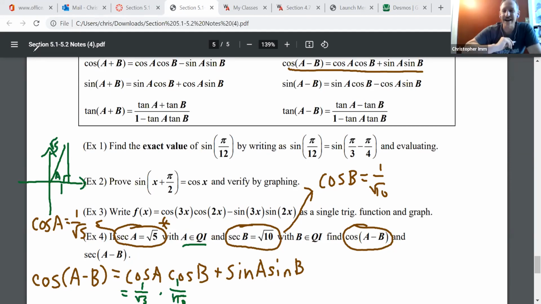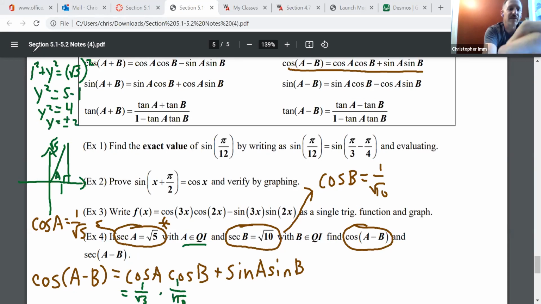Excellent, perfect. Okay, so now if I want to find the opposite side, I could just do 1 squared plus y squared, right? Is equal to square root of 5 squared. So we use that Pythagorean theorem, just like you said. So y squared is equal to, well, root 5 squared is just 5, 5 minus 1. And so y squared is equal to 4, and y would be equal to plus or minus 2, but since we're in quadrant 1, it's 2, right?